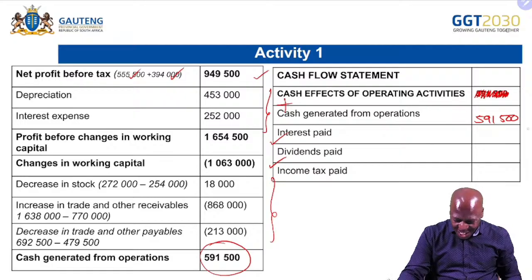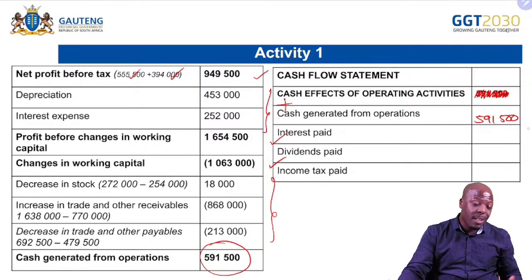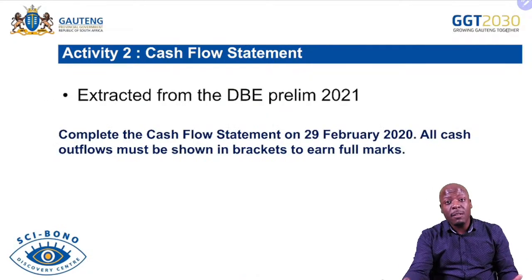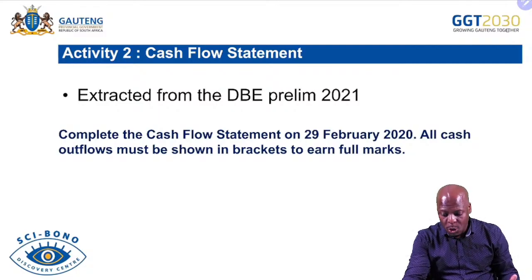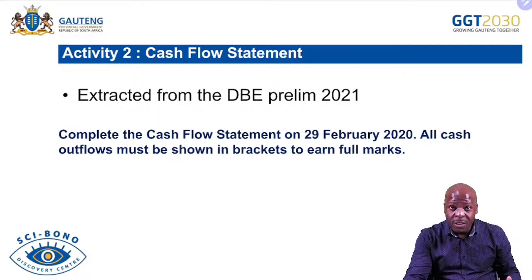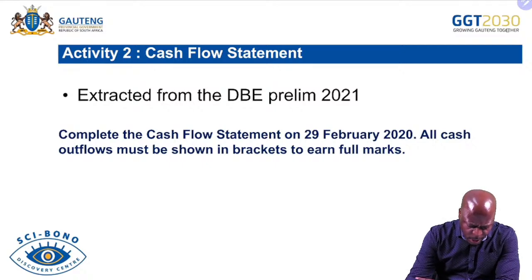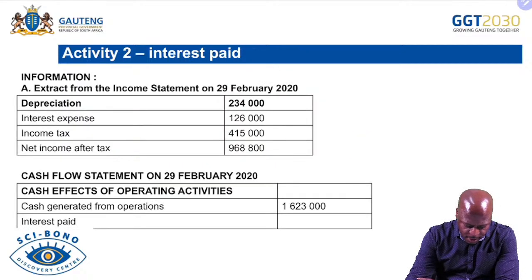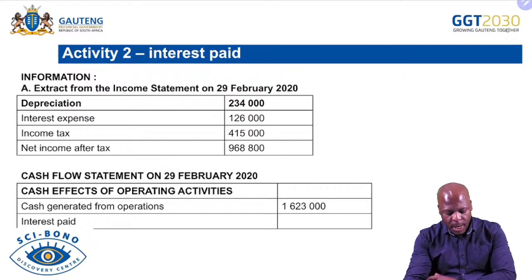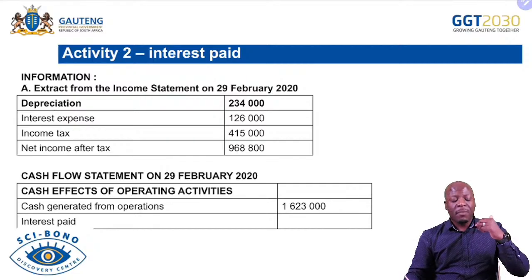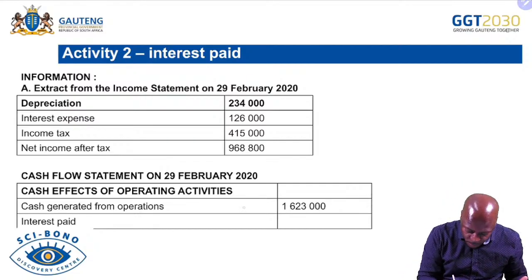Okay, let's quickly go on now to this activity. I've pulled this activity from the DBE prelim of the year 2021. All right, now the first thing that they want us to do is to prepare a cash flow statement. Now, remember note number 1, they've already done it for us. Here is my note number 1.